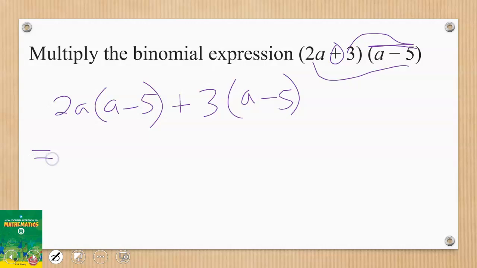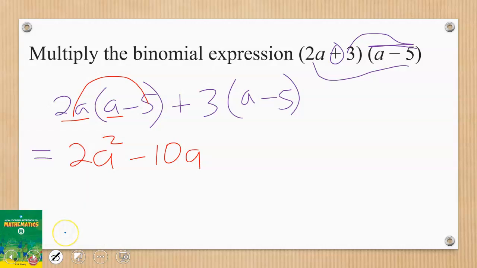Now, to simplify this, we know that this will multiply a to give you 2a squared. And the same thing will multiply the negative 5 to give you negative 10a. I hope it makes sense. Then we pick our 3 here, which is positive, to multiply this to give us plus 3a. And the same 3 to multiply negative 5 to give us minus 15.